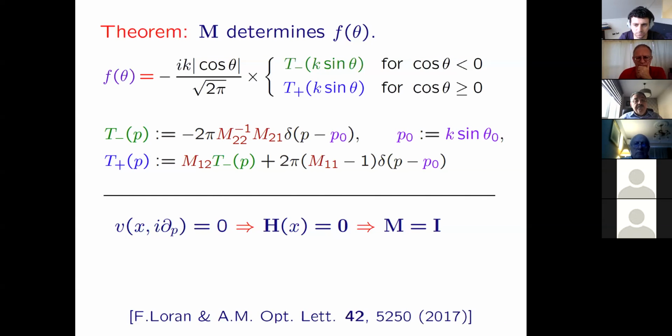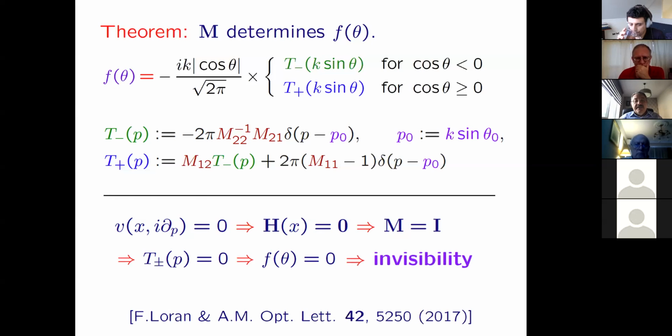I mentioned that it may happen that this operator acts on this function space as the zero operator, in which case M is just the identity operator. Well, if M is the identity operator, then M1,1 is 1, M2,1 is 0, and M1,2 is 0. So you see everything vanishes. So you get T minus and T plus identically 0. But if T plus minus are 0, then the scattering amplitude becomes 0. And that means that this potential does not scatter any wave.